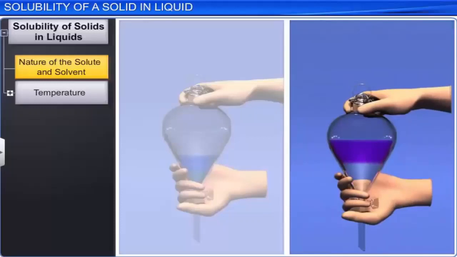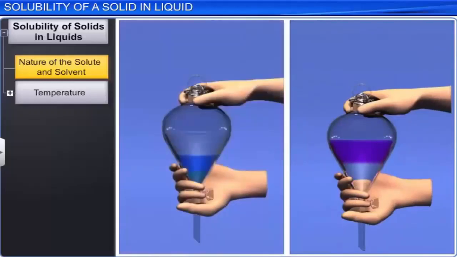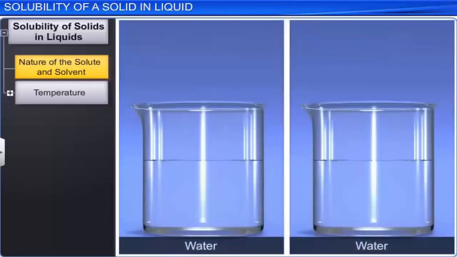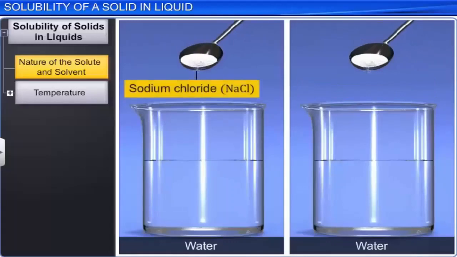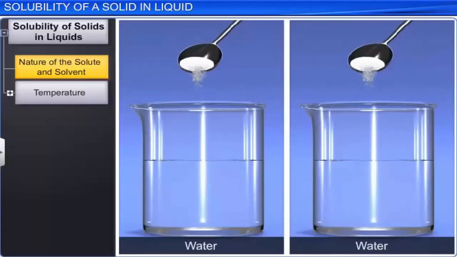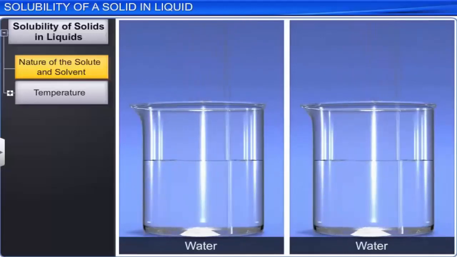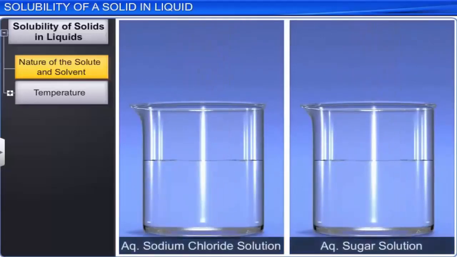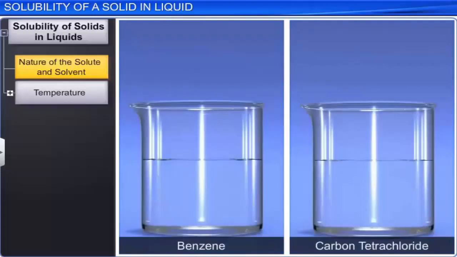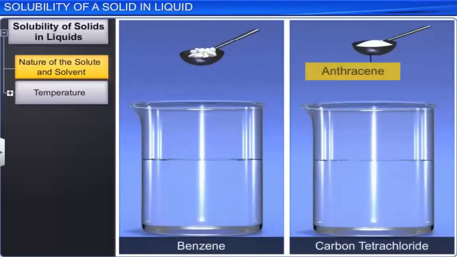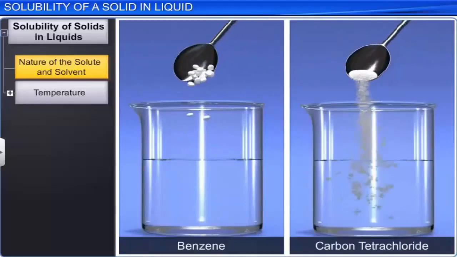Therefore, polar or ionic molecules like sugar and sodium chloride dissolve in water molecules which are polar, while non-polar molecules like naphthalene and anthracene dissolve in solvents like benzene and carbon tetrachloride, which are non-polar.